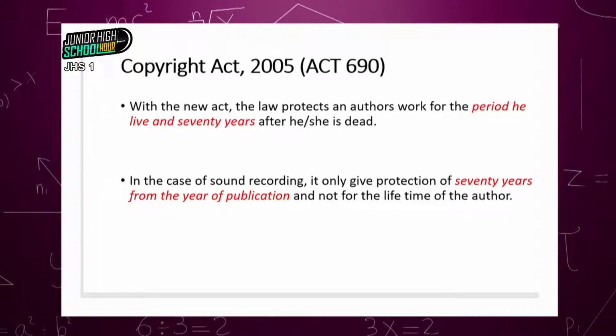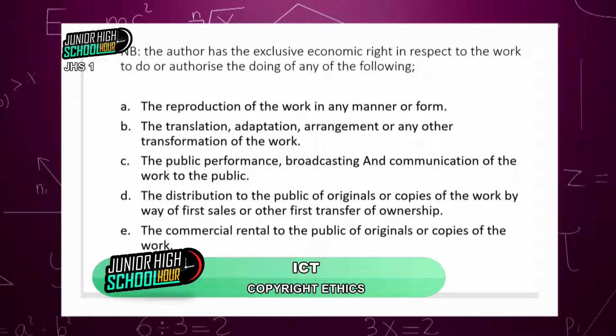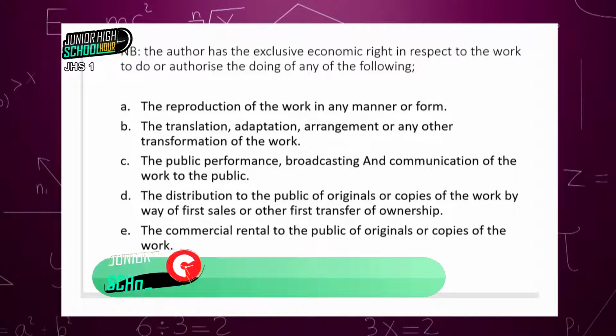So these are the two major differences. There are other differences in there, but for the purpose of our lesson, we are not going in there. We just want to leave the others for the lawyers. Now, notice this. The author has the exclusive economic right in respect to the work to do or authorize the doing of any of the following. So that means after you have designed your work, invented, you have the right to give to anyone to do any other thing. And these are the things that you can give the right to.